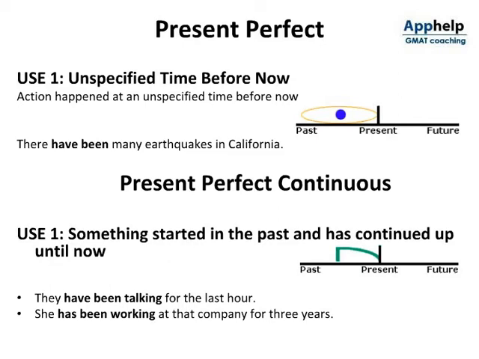Next, let's look at present perfect continuous. Use 1. Used with something that started in the past and has continued up until now. Some examples are: they have been talking for the last hour. She has been working at that company for 3 years.